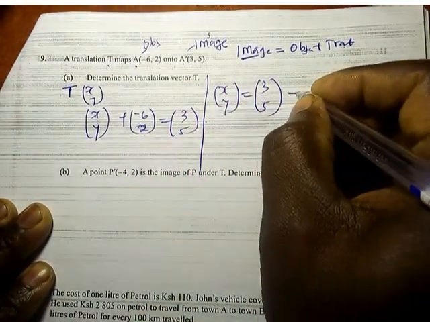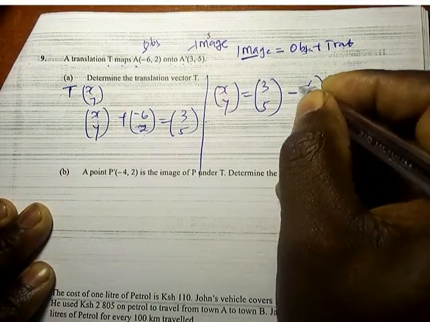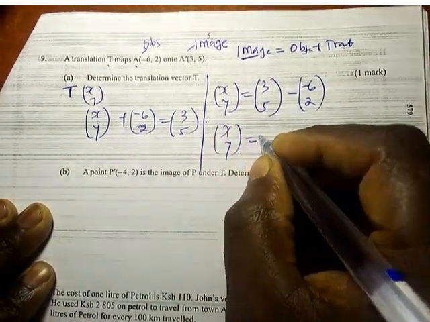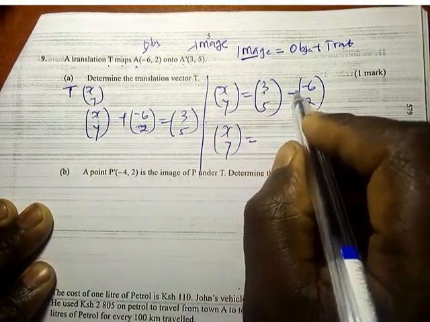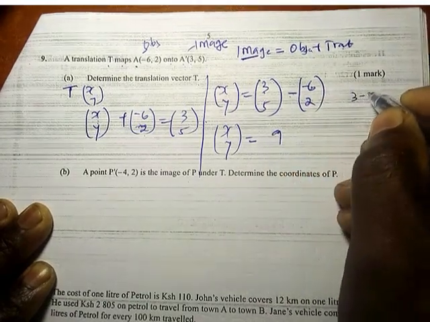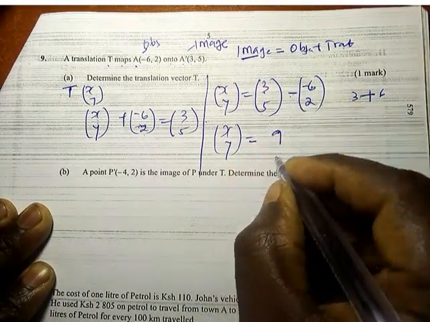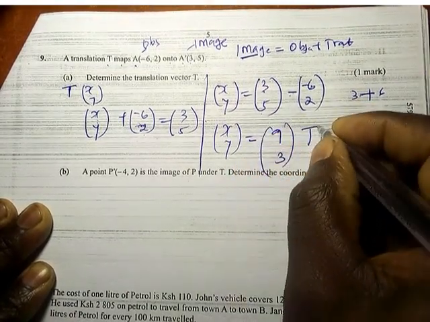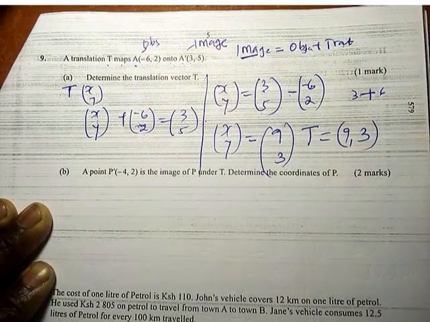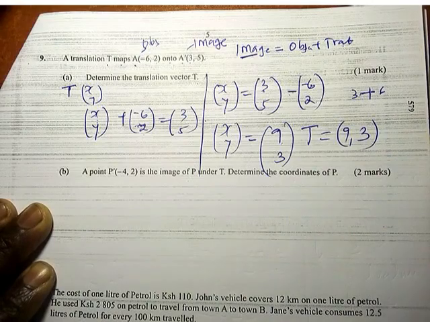Minus (-6, 2) on the other side. So (x, y) is simply 3 minus, this is going to be 9. This is 3 minus -6, it will be positive 9. 5 minus 2 is 3. So my translation T is equal to (9, 3), or you write it in column vector like this, whichever.